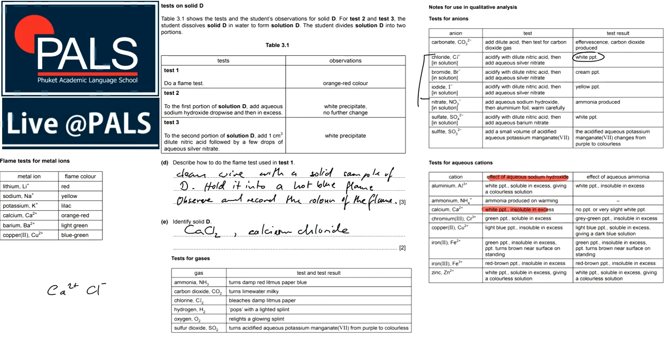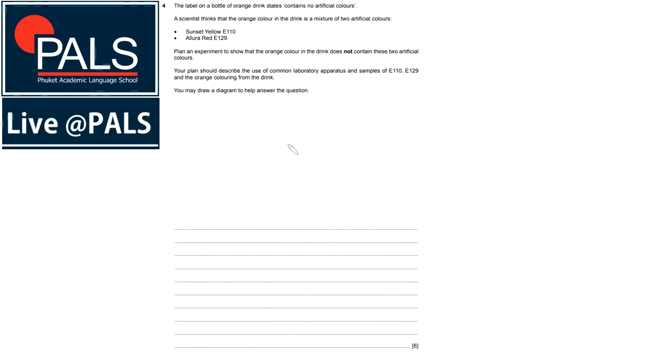All right, and the last question in the paper is usually planning and outlining an experiment. So let's do this one together here. In this question, let's see, the label on a bottle of orange drink states contains no artificial colors.